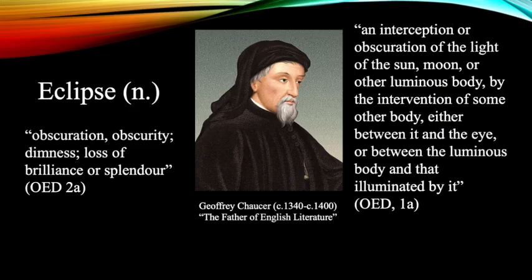So the history of language, I think, is really, really interesting. And I'd like to begin by thinking about the etymology of the word eclipse. What I mean by that in this case is to think a little bit about the origin of the word, about when it was first recorded as having been used in English, and how its meaning has changed over time. So eclipse can be a noun or a verb.